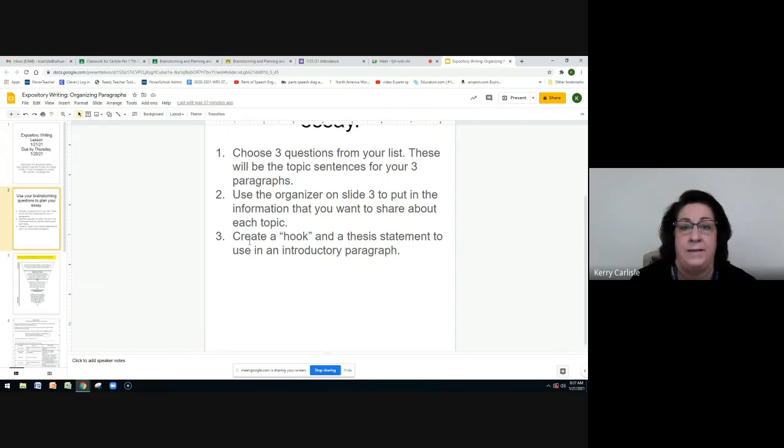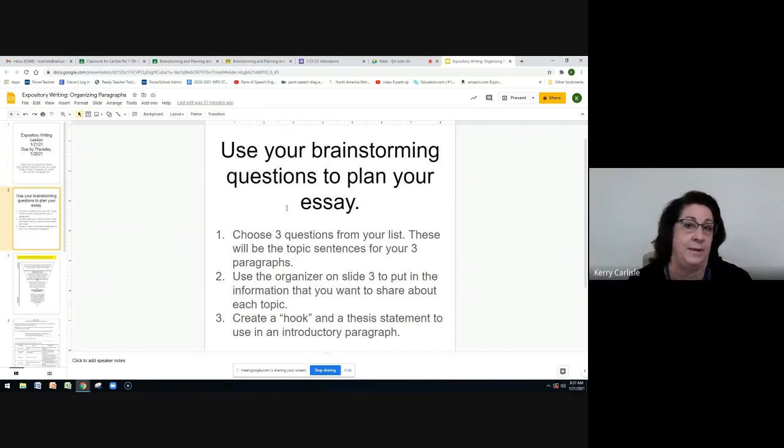So basically, when you're doing this, you're going to use your brainstorming. That's why it's important that you actually do the brainstorming part. Some of you, I returned it. I didn't even put a grade on it. Take a look and do that part. Not only am I grading each one of these 3 sections, and the final product is going to count as a test, but it's really important that you get that it's okay to take a little bit of time to plan. Planning your essay is as important as writing it. So choose 3 questions from your list.